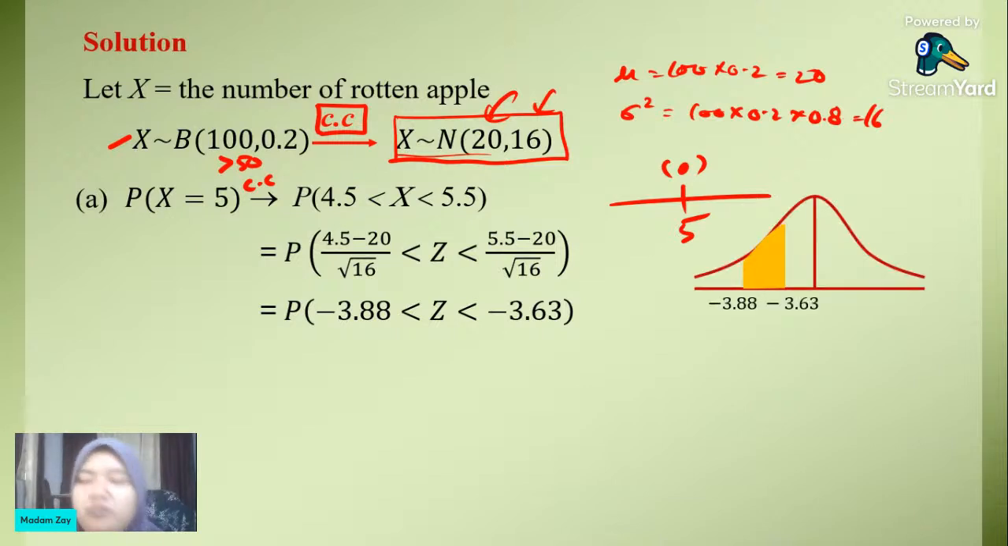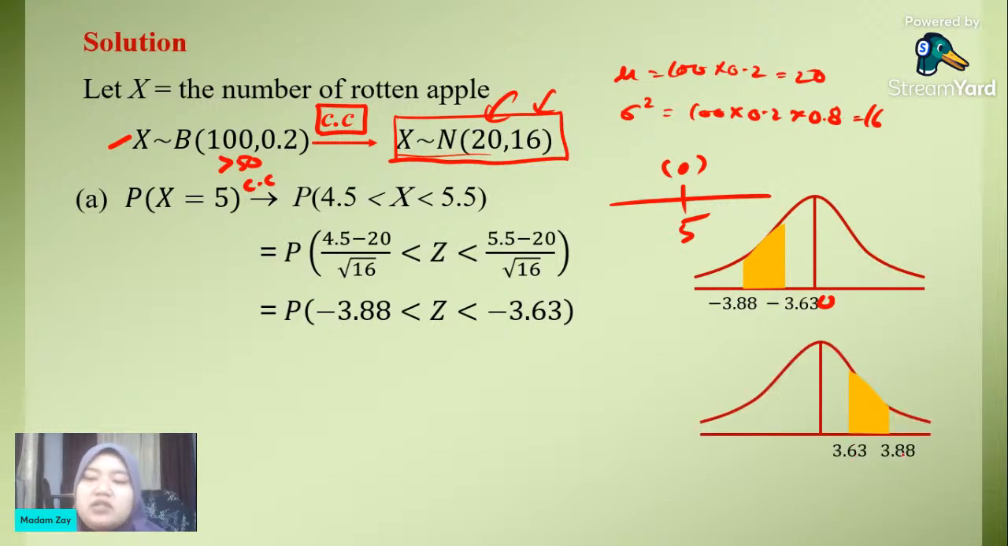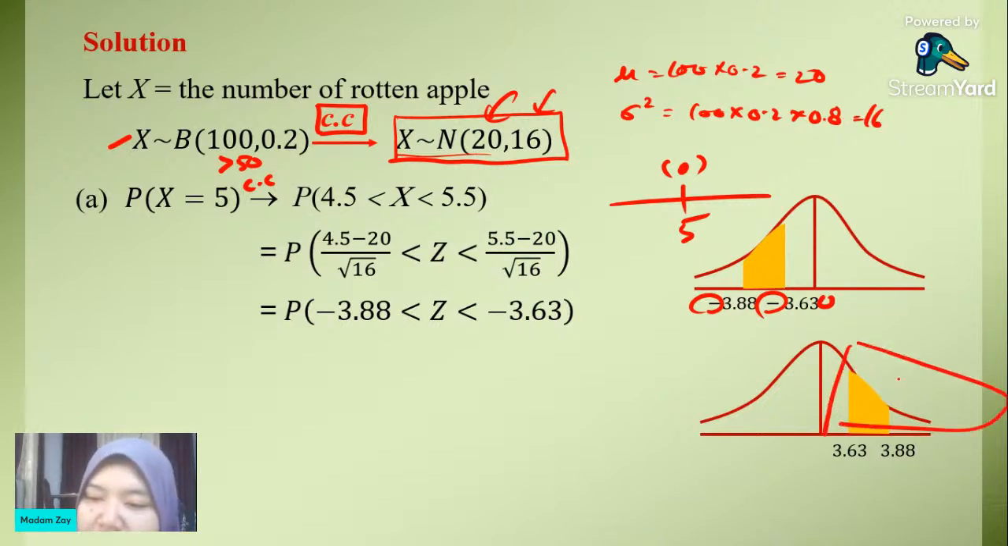So on the graph, both are on the left side of 0, right? So how do we find it? Okay, we cannot take the value in the table with a negative number. So what we do is reflect it. So reflect this 3.63 and 3.88. It will be that negative 3.88 and negative 3.63 become positive values. So we have both on the right side. We need to use the triangle. The bigger triangle minus the smaller triangle.